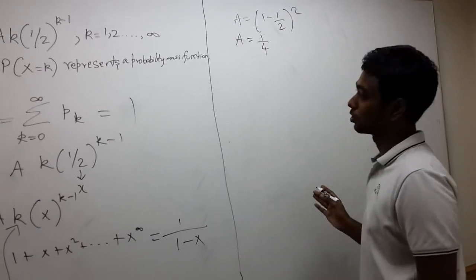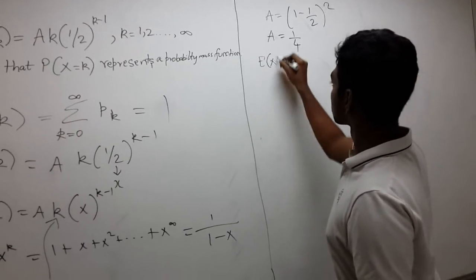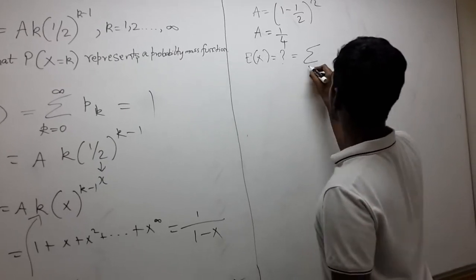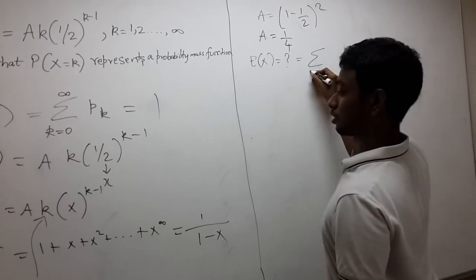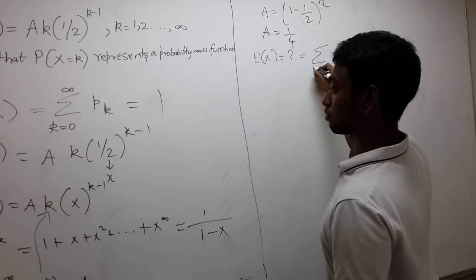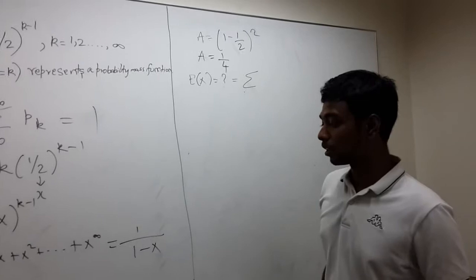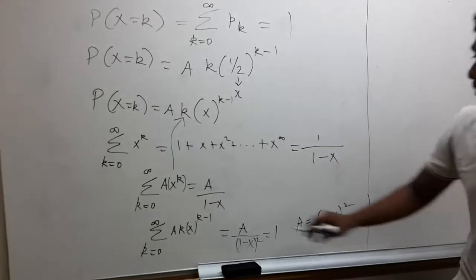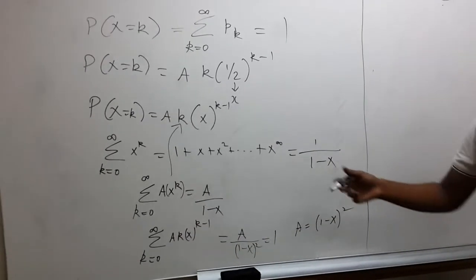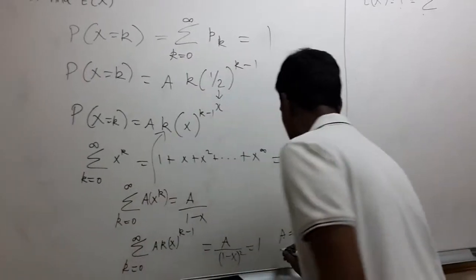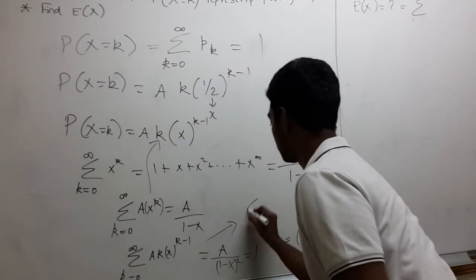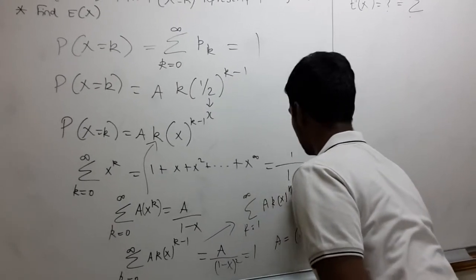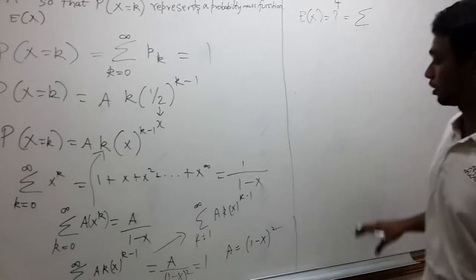So the first part of the question is over. Now we need to find E of X. E of X can be given by the summation. Here we have taken k to vary from 0 to infinity, but k equal to 0 is going to make the term 0. So this is going to be equal to the summation from k equal to 1 to infinity of a times k times x to the power k minus 1. So this is the final value we are going to get for the equation.